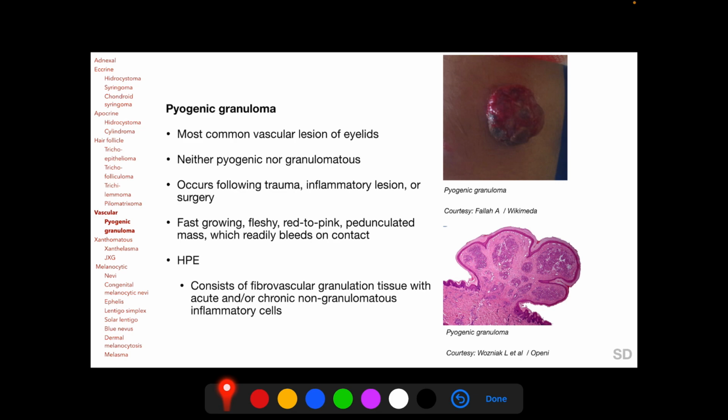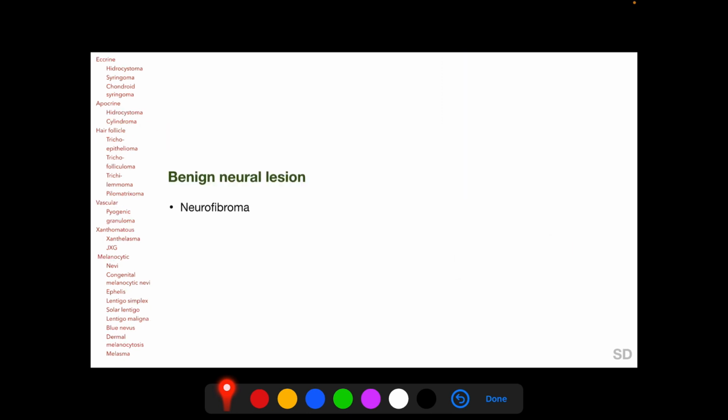Pyogenic granuloma is the most common vascular lesion of eyelids, and the name is a misnomer because it is neither pyogenic nor granulomatous. Pyogenic granuloma occurs following trauma, surgery, and inflammatory lesions, and it appears as a fast-growing, fleshy, red to pink pedunculated mass which readily bleeds on contact. On histopathology, we find fibrovascular granulation tissue with acute and/or chronic non-granulomatous inflammatory cells. Neurofibroma we have discussed in the session on benign orbital tumors of neural origin.